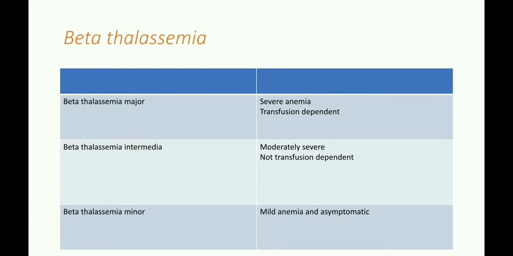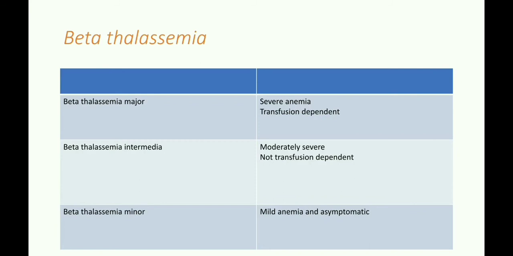And in beta thalassemia intermedia, it is moderately severe and it is not transfusion dependent. When it is beta thalassemia minor, it's minor. So it is a mild anemia and it's usually asymptomatic. In beta thalassemia, there is impaired production of beta globin chain, and the gene which is producing this beta globin chain has 2 alleles.